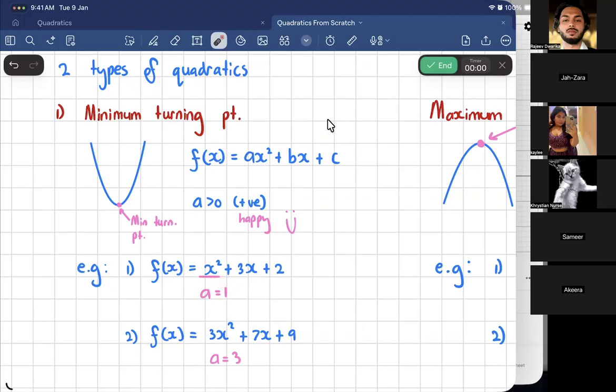You might still be a little confused. Let's look at the second example. Christian, in this example, what is a? A is 3, sir. Right, because a is simply the coefficient of x squared. Now, is 3 a positive number or a negative number? It's a positive number, sir. Right, so it's a minimum. Now if a was negative, what would that be, maximum or minimum? Maximum. Right.